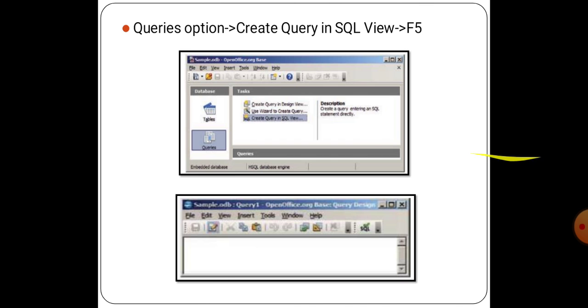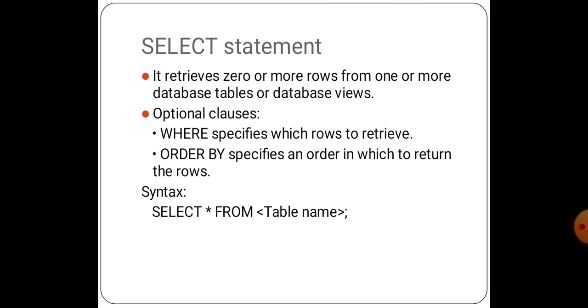Next, the first query is the select statement. The use of the select statement is to retrieve. Retrieve means bring out, take up. So it retrieves zero or more rows from one or more database tables or database views. We can fetch the data from the table using the select statement. Here we have some optional clauses, namely where and order by. Where we apply some condition, and order by is for grouping. While seeing the query, you will get to know in detail.